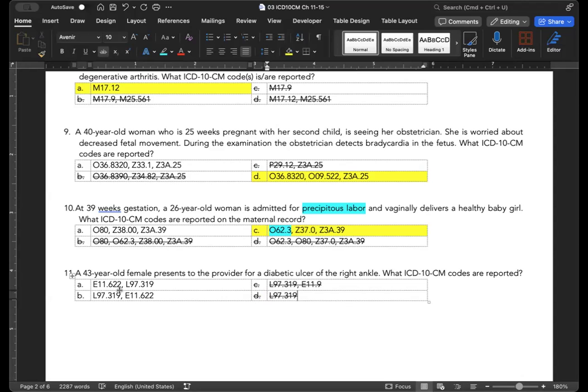E11.622 is going to be your diabetes code with the skin ulcer. Yep. And then there's a "use additional code" note. So that's telling us that our sequencing should be the skin ulcer second, and then your diabetes code first. So when in doubt, always look and see if you have sequencing instructions in your tabular.